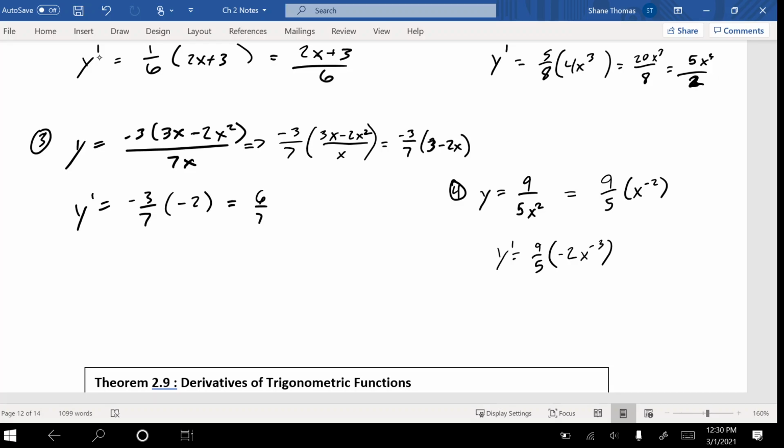Okay, so then when I multiply this through, I get -18 x to the -3 over 5. Now the problem is the negative exponent, right? So I just take it to the bottom. So -18 over 5x to the third. Questions?